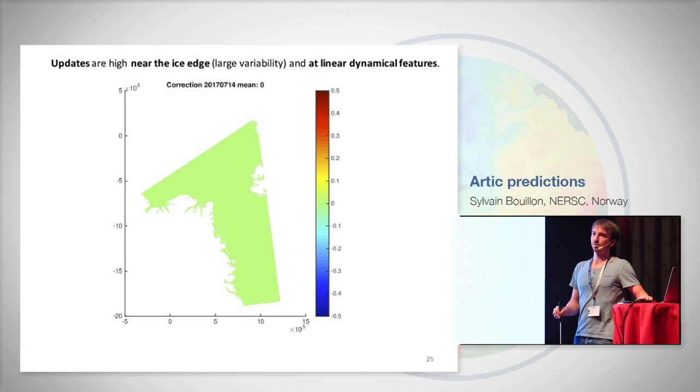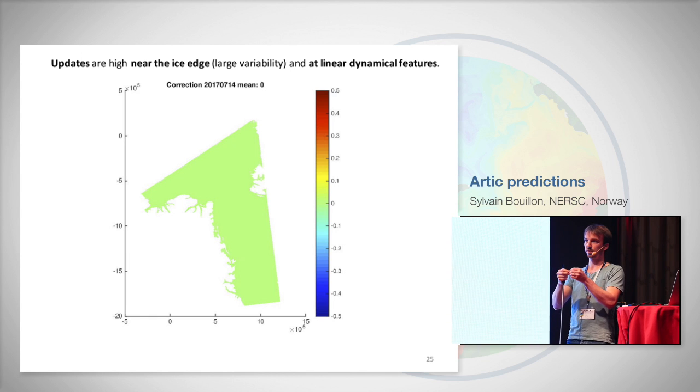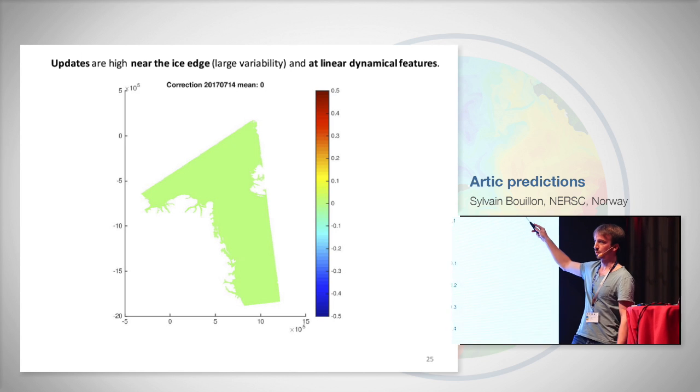And what you can do also is to look at the updates. Every day you update the model state towards observation, so you can just look at the update. If it's in red, it means that you remove some ice.